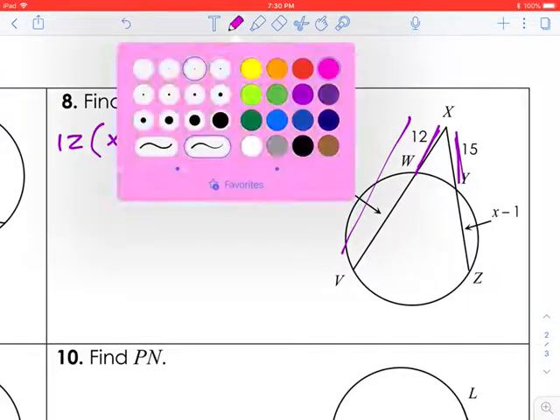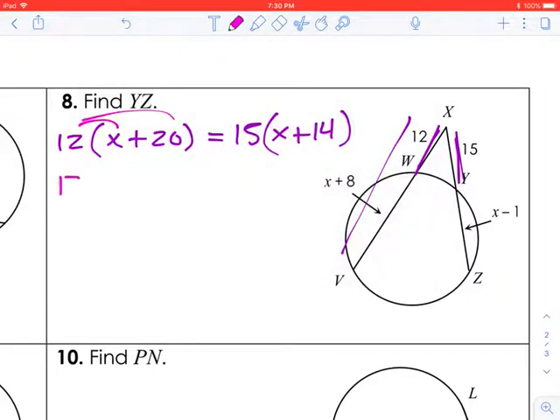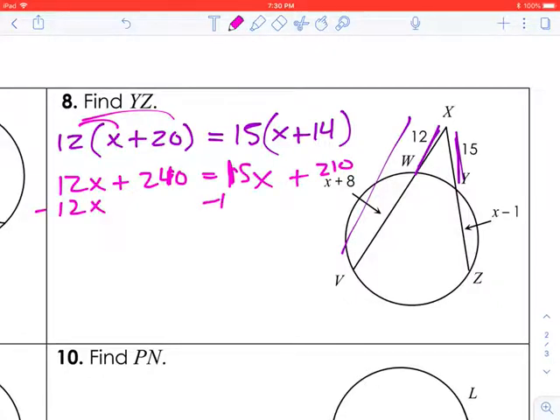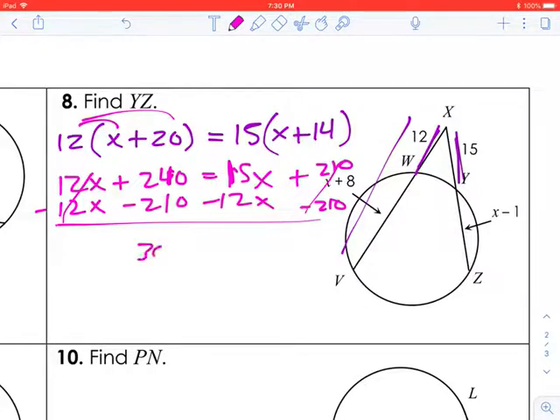And so I'm going to distribute, get 12x plus 240 equals 15x plus, it's 15 times 14, 210. And so I'm going to go ahead and subtract 12x from this side, and then subtract 210 from the other side, and I'm going to end up with 30 equals 3x.